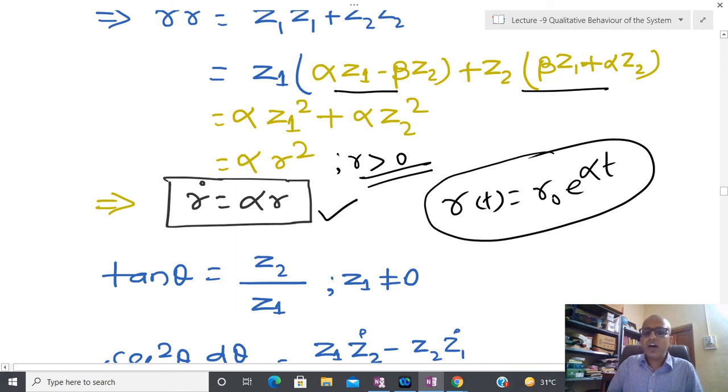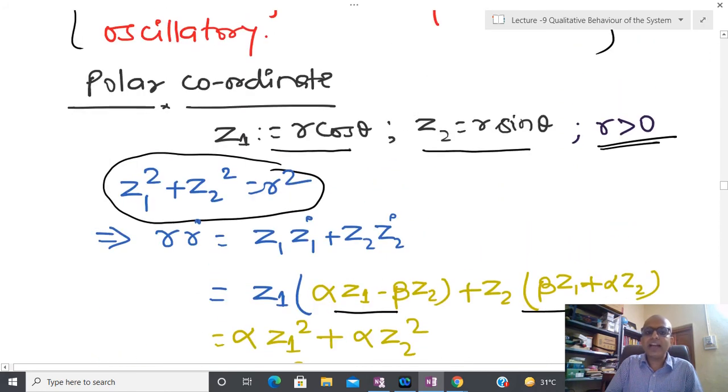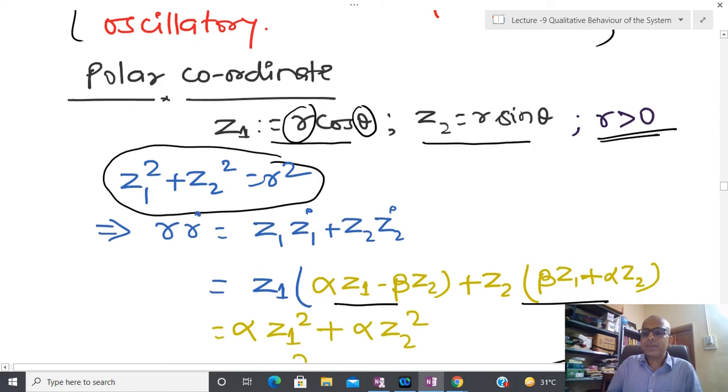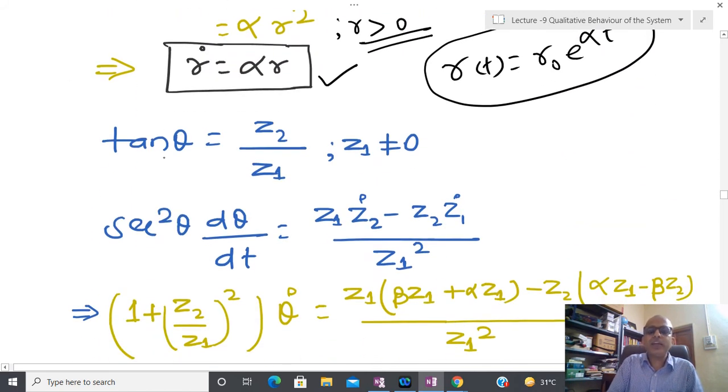Now, whenever I am converting something into polar coordinates, you can see that I have defined two quantities. One quantity is r and another quantity is theta. So I have to also check the behavior of theta. I have defined z1 as r cos theta and z2 as r sin theta, so tan theta is z2 by z1, and I have already told you that I do not consider z1 equal to 0 and z2 equal to 0 because that is the equilibrium point.